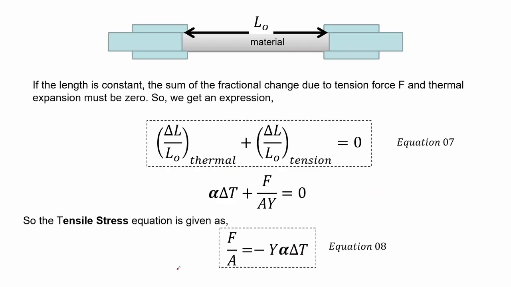If the length is constant, the sum of the fractional change due to tension force F and thermal expansion must be 0. So, we get expression 7. We substitute the expressions and rewrite it to get an equation for the tensile strength shown in equation 8.